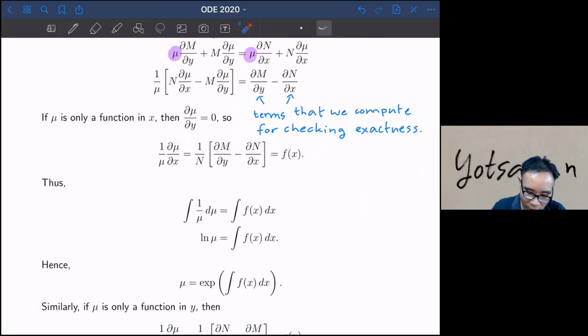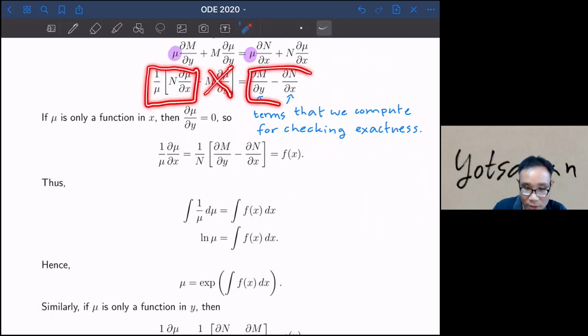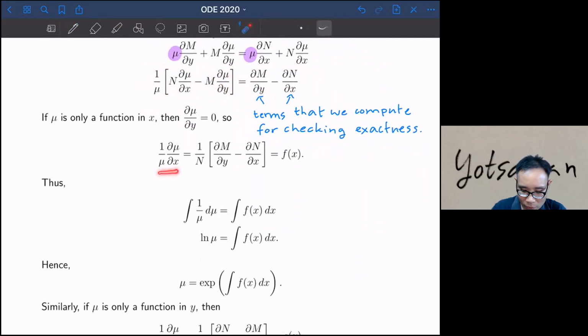Okay, so the thing turned out to be you're gonna have this guy disappear, and you're gonna have this term together with this term that you're gonna divide both sides by N. So the calculation will lead you to only mu and this one, which turned out to be a function in x only, f(x), and you get 1 over mu dmu equal to f(x) dx, that you can integrate both sides, and you get log mu equal to the integral of f(x) dx, and you would get mu equal to the exponential of the integral of f(x) dx. Okay, this one is a little bit confusing, but I will show you in the example.